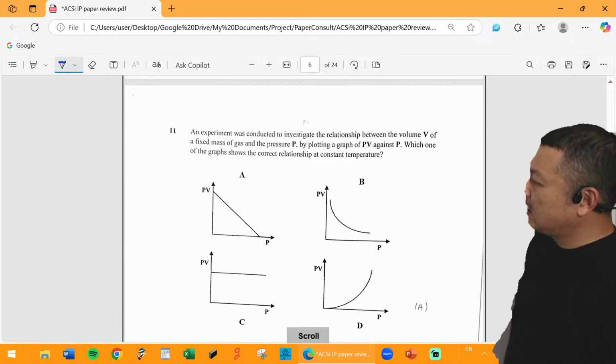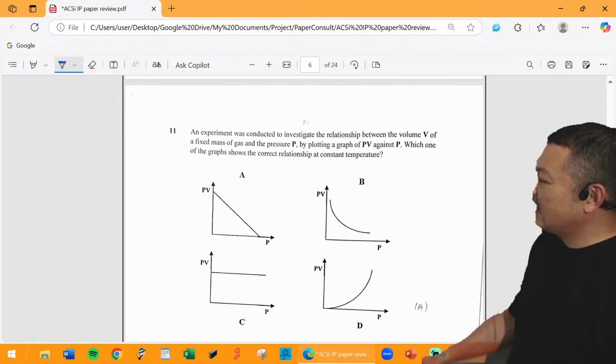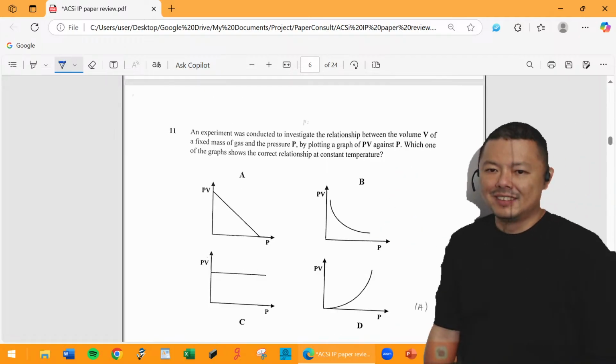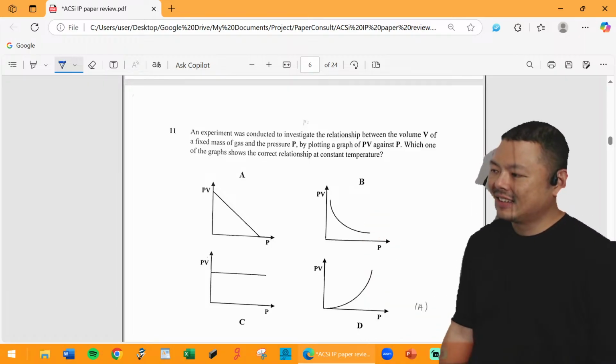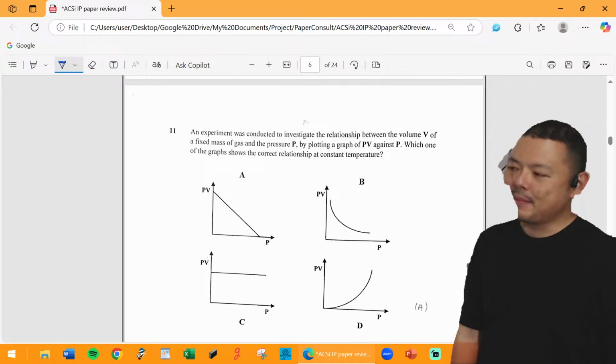Let's move on. 11 is what? 11 I don't do. I don't want to do this one. This one I have to do my A levels also. This one damn headache.